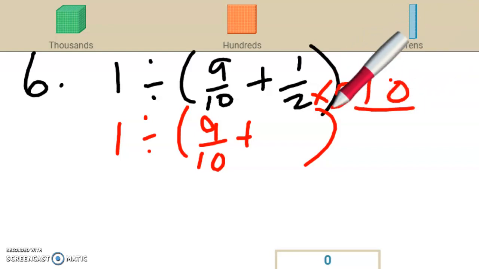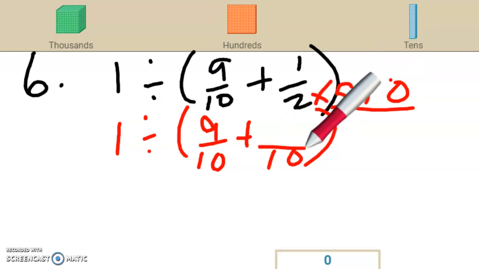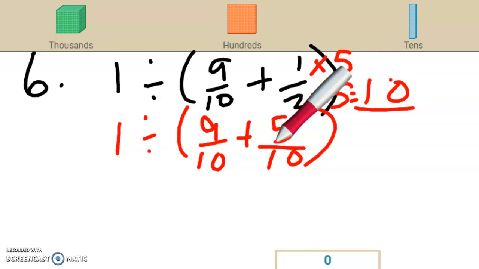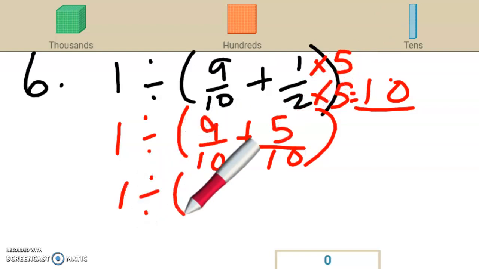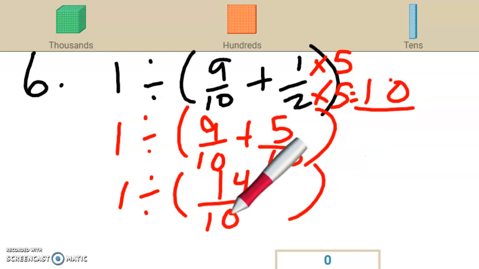And the number that I can multiply is 5. So 2 times 5 is going to give me 10. Now I have to keep my number the same, so I have to do the same thing to the top number, or my numerator, and 1 times 5 is going to give me 5. So now I have 1 divided by 9 plus 5 is 14 over 10.